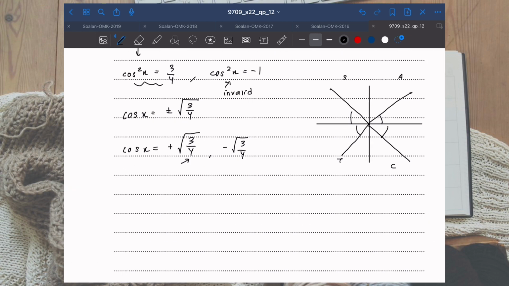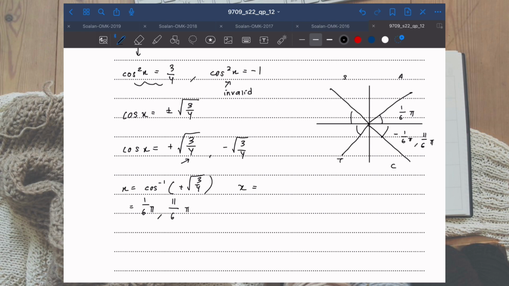So for your first positive angles, x will be arc cosine positive square root of 3 over 4. So you'll get 1 over 6 pi. So this right here is 1 over 6 pi, and this is negative 1 over 6 pi, which is also 11 over 6 pi. So your angles in the positive quadrants are 1 over 6 pi and 11 over 6 pi.